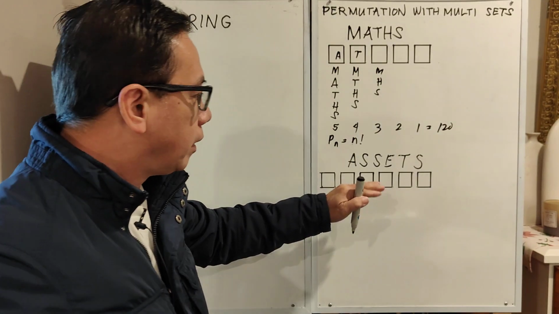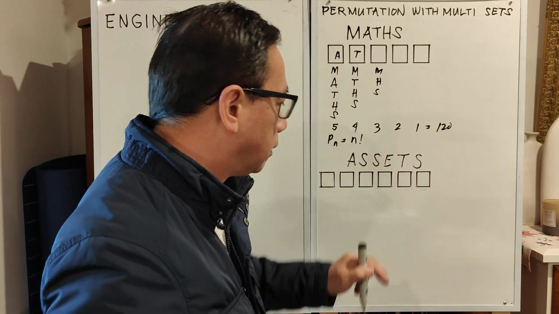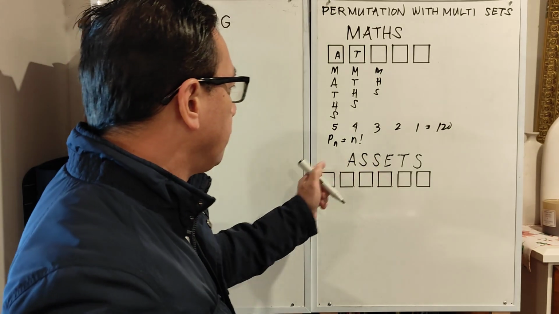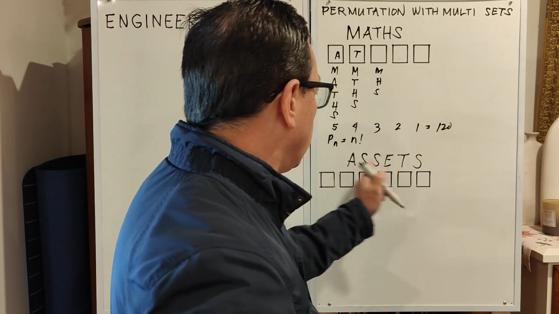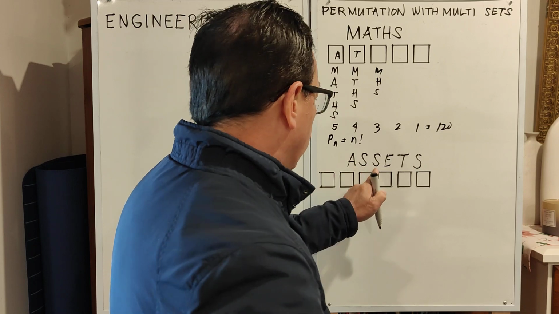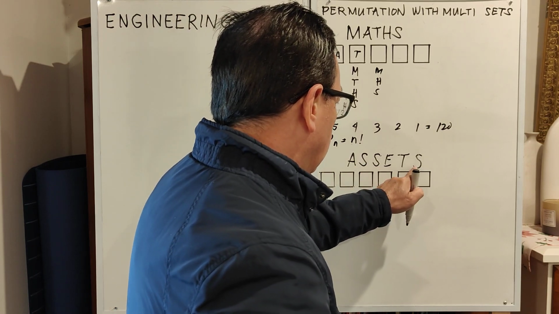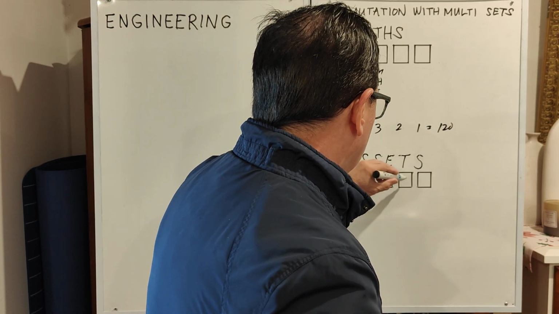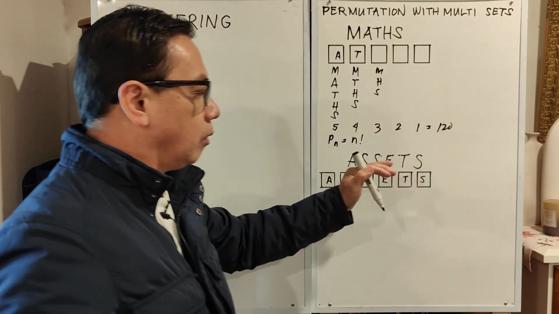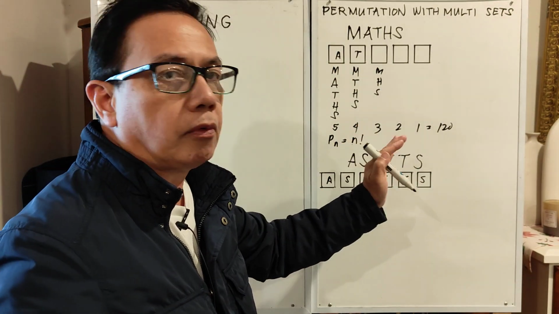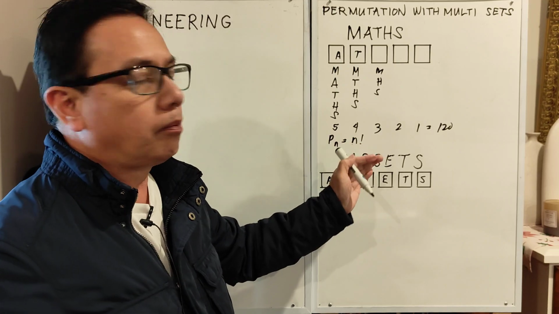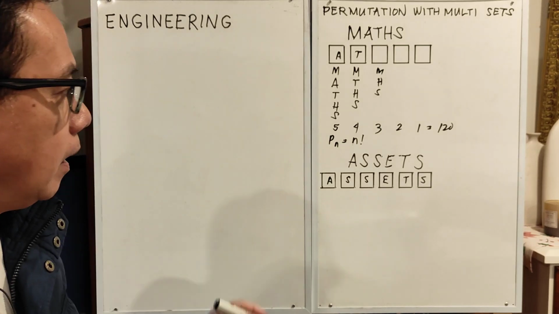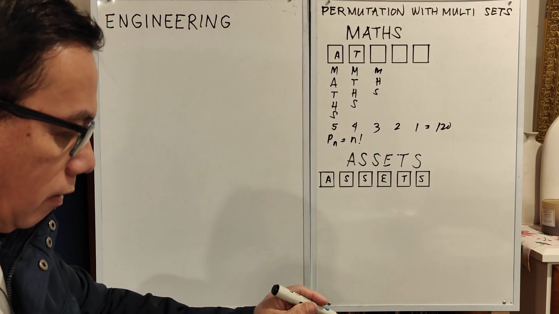But for a word with a repeating letter, it will be less. Because, for example, we put the word ASSET. If we swap the S in here to this one, it will still be the same word. So you have to remove all the ones that will have the same arrangement, especially for S.